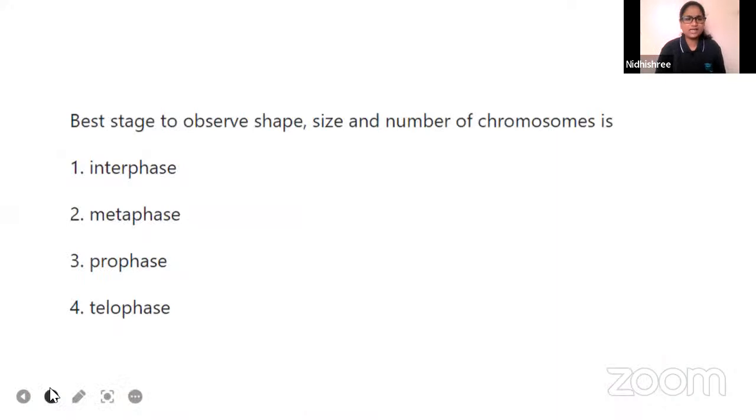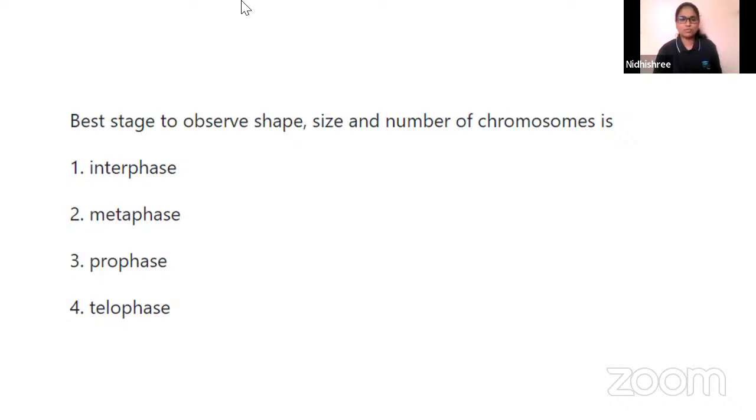So the next question is, best stage to observe shape, size, and number of chromosomes is interphase, metaphase, prophase, telophase. What is your answer, guys? Be fast. Practical oriented question. Question seems to be easy, but it is liked by many examiners. It seems very tricky to some students, because it is practically applied.